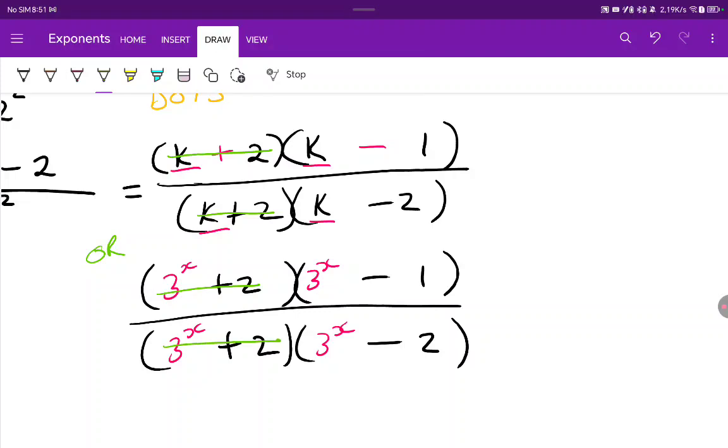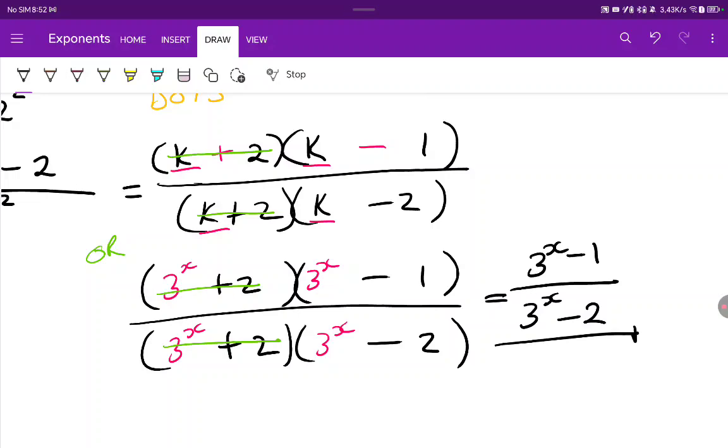What does this mean? It means what you're left with is 3 to the power of x minus 1 divided by 3 to the power of x minus 2. What is your final answer for this? It is (3^x - 1) over (3^x - 2). That is your final answer.